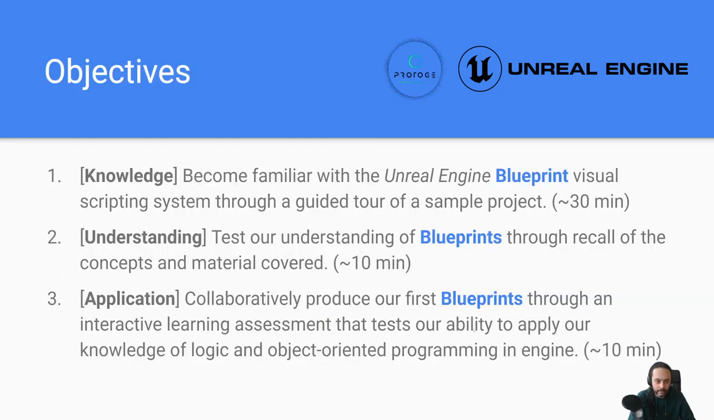So the objectives for today are to gain some knowledge, so become familiar with the Unreal Engine's Blueprint visual scripting system through a guided tour of the sample project. It's about 30 minutes. Gain an understanding, so we'll test that we have understood what we've learned through a recall of the Blueprint concepts and the material covered. It's about 10 minutes, and that'll be in the form of a quiz. And then our application, very important that we try and apply some of this learning, even at an early stage. So we're going to try and collaboratively produce our first blueprints through the interactive assessment that I've set up for you. Then we're going to test our ability to apply our knowledge of object-oriented programming that we already have in the engine. Again, that's about 10 minutes.